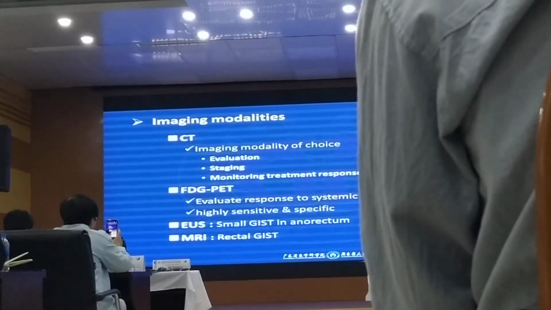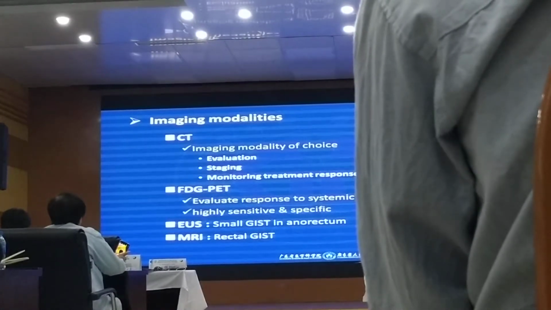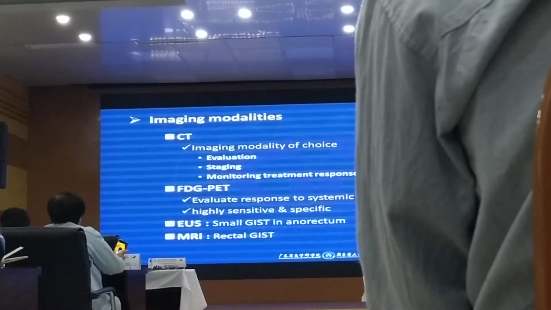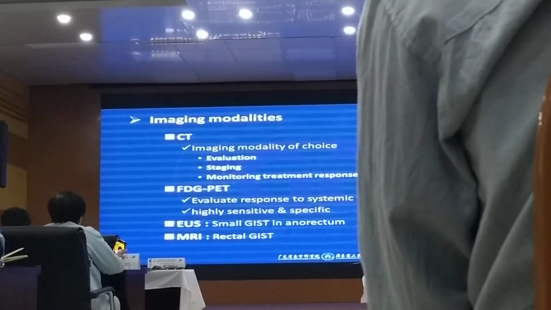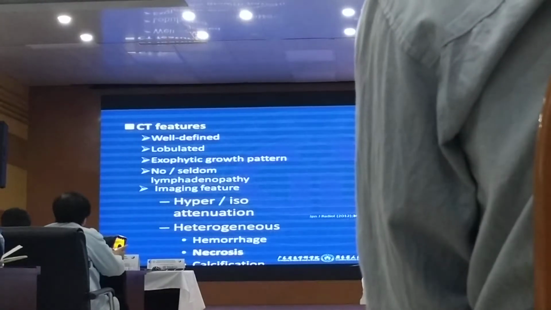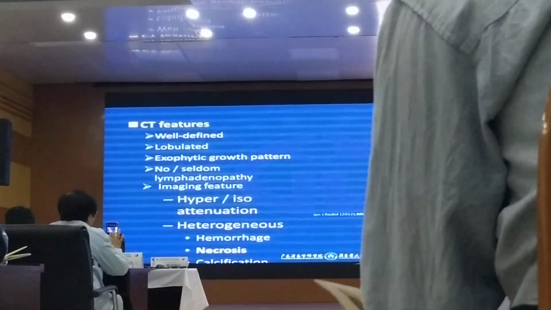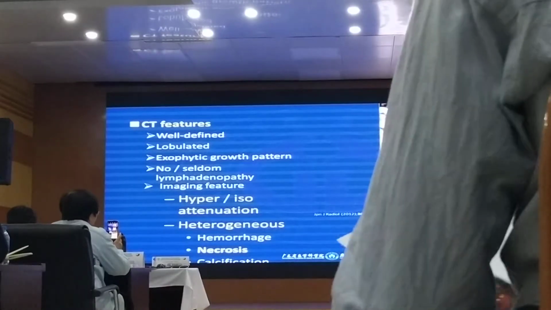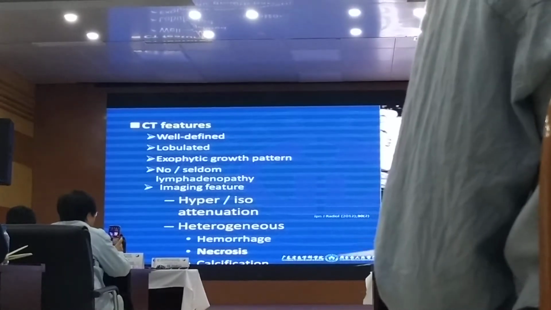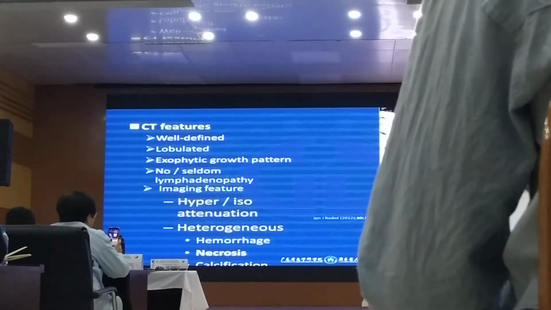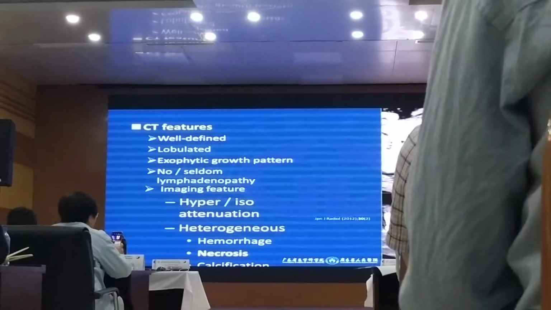Endoscopic ultrasound demonstrates the origin of the tumor from the muscularis propria and the layers of the wall involved by the tumor. On CT or MRI, the well-defined mass in the rectum with exophytic growth has heterogeneous density before and after administration of contrast medium.